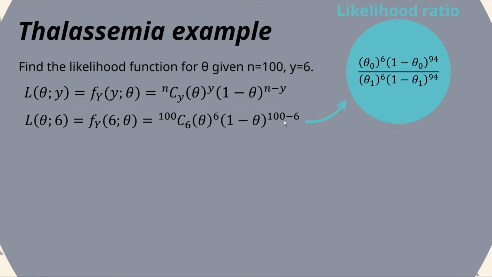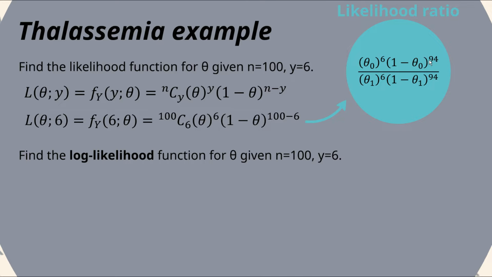So the likelihood ratio, if we were to try to find that for 2 particular values of theta, theta 0 and theta 1, we can ignore the actual beginning. We can ignore the 100C6 component because it's going to be the same on top and bottom. So it's only this functional part after the 100C6 which we need to put into this ratio.